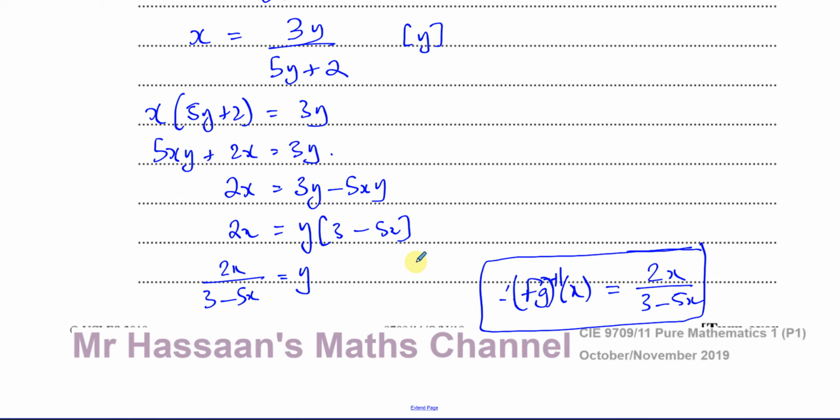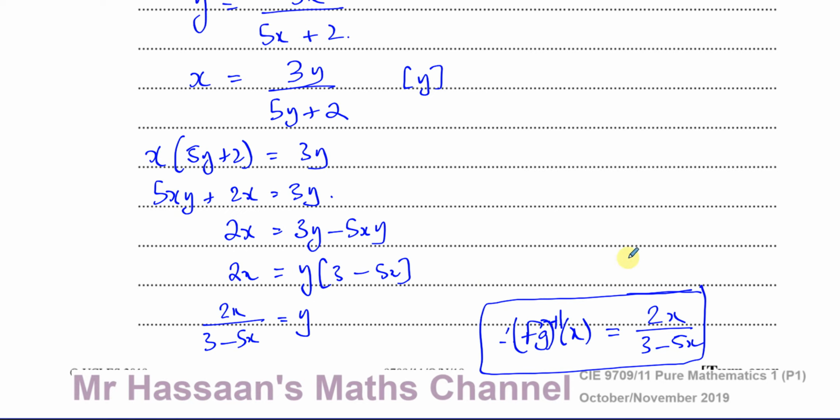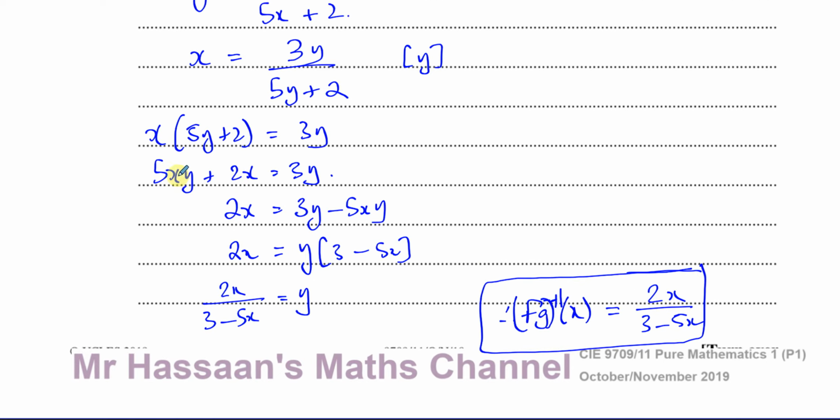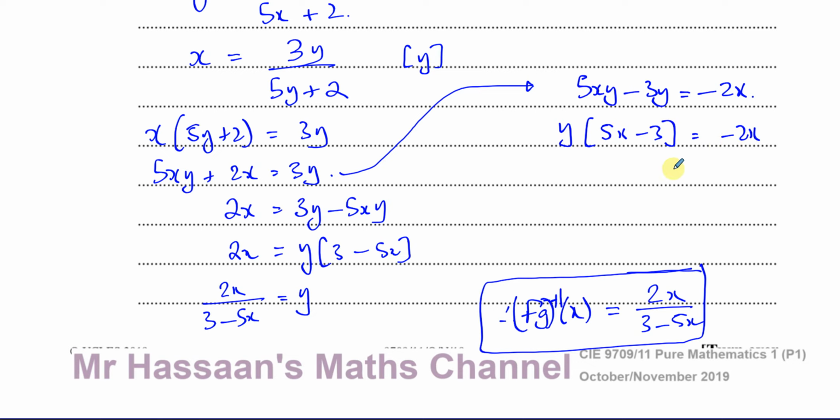Okay, and that's fine. Now some people, as I said, might have gone a different route after this stage. So I'm going to take it from this stage, and if you got this, it's still correct. Some people would have said, okay, let's bring the y's together. So you have 5xy minus 3y, and then you have to subtract 2x from both sides. Take y as common, so you have y times 5x minus 3 equals negative 2x. So y equals negative 2x over 5x minus 3.